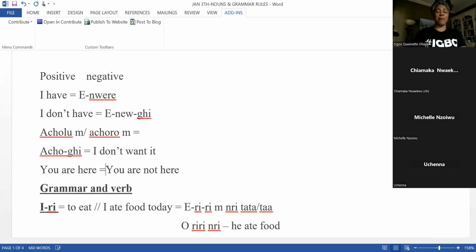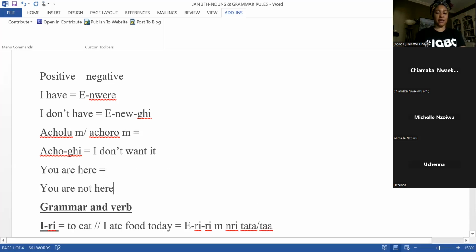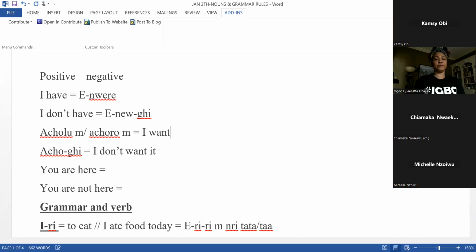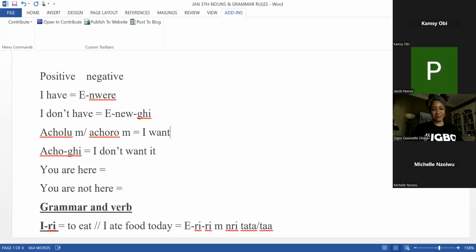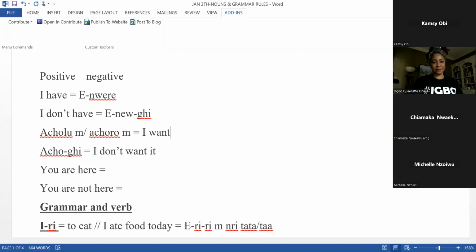You are here. You are not here. I'm going to will it kill. You are here. Ino, eba. Eno, eba. You are not here. Inogi, eba. Enoge, eba. What did you add to it? Ye. There you go. Enoge, eba. That's it.